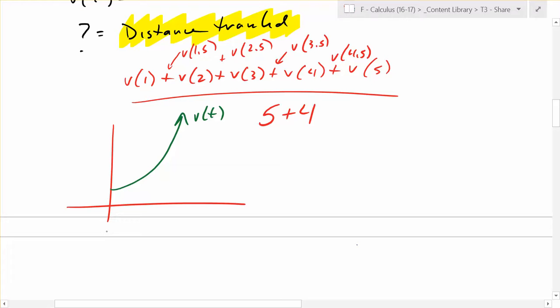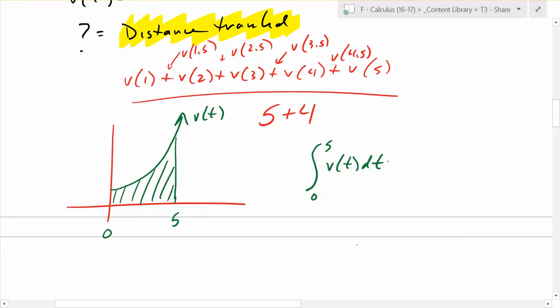It's the area from what? 0 to what? To 5, right? How do you find the exact area from 0 to 5? You take the, what's it called? The Riemann sum, yeah, but we want to call it a what? What's that symbol called? The integral from 0 to 5 of v of t dt.